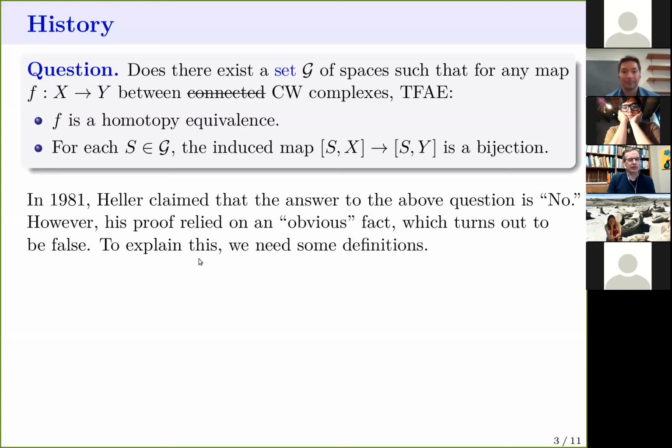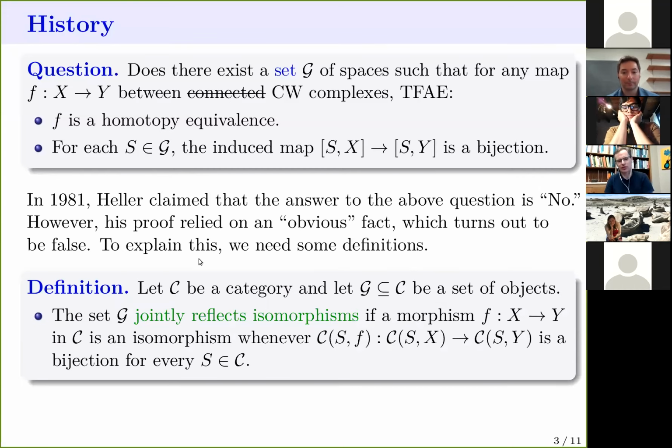Okay, so I want to tell you the story, and so I'm going to have to give you a bunch of definitions. The first one just abstracts away exactly the question we're talking about. It just says if we're in a general category and we have a set of objects, we say that that set jointly reflects isomorphisms if we can detect isomorphisms in the category by mapping from elements of our set of test objects. Okay, so that just gives a name to the property that we're looking for, this set G of spaces.